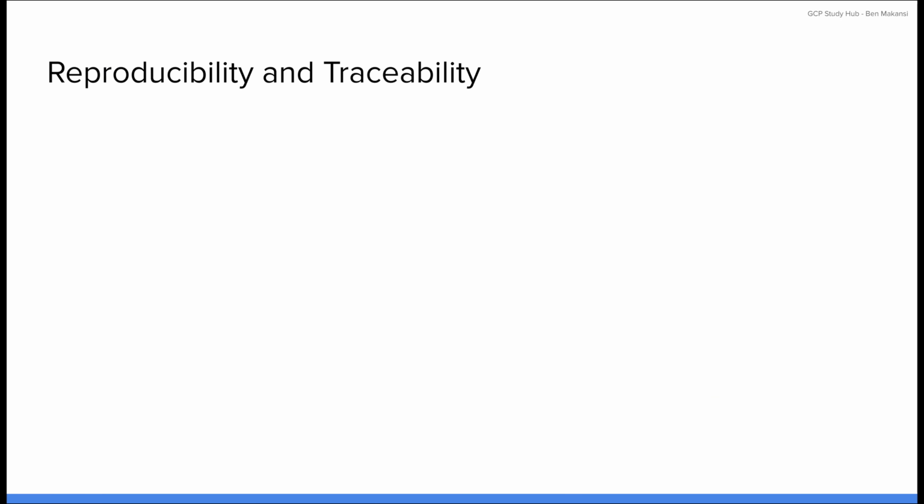Now, I want to harken back to a couple of concepts we talked about when we discussed responsible AI practices. Two ideas that came up in that conversation were reproducibility and traceability. These are especially important when you're experimenting with different model configurations or tuning parameters over time. So let's look at how a tool like Vertex AI Experiments helps with that, right?